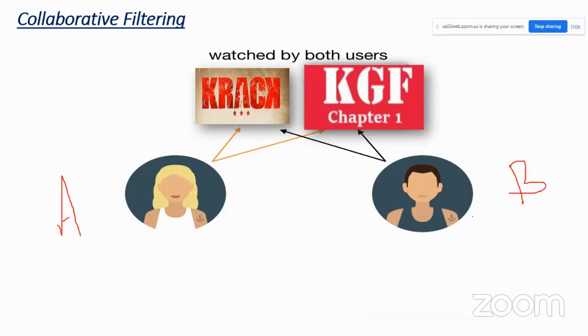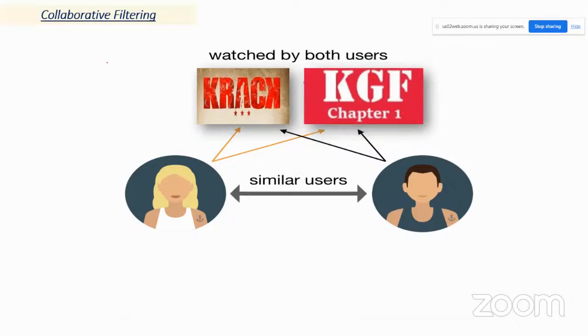Whenever I take two users, collaborative means we are looking for a set of people in which we are looking for similarity. So we have users A and B, and both watched the movies Crack and KGF, which indicates that both are similar users. Both are action-oriented movies, which indicates that both are similar users.